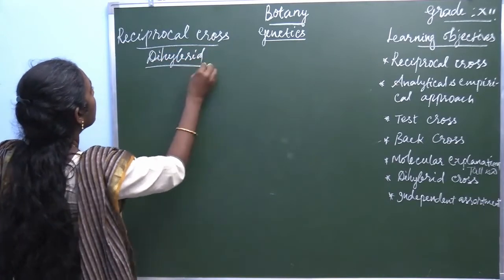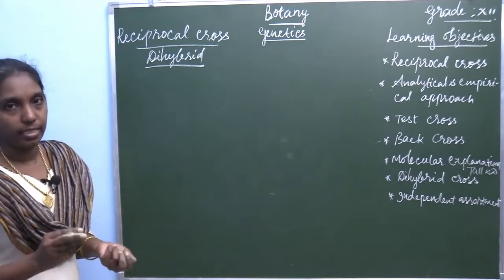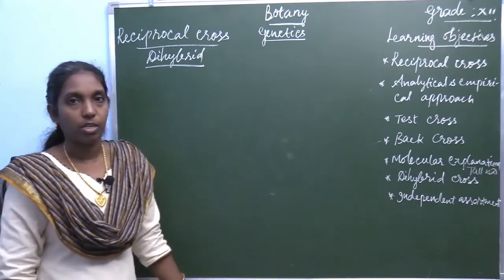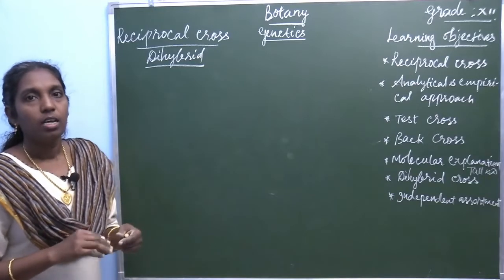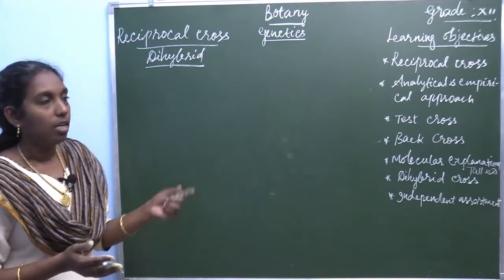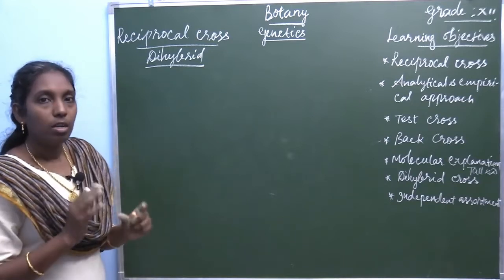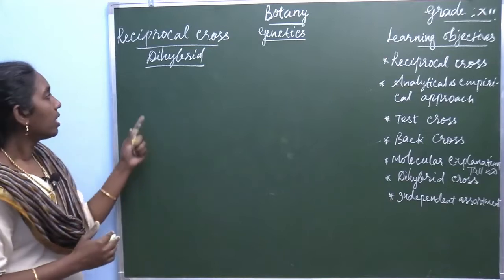As the name indicates, dihybrid, two contrasting characters are selected. So, this is based on the law of independent assortment. First, under monohybrid cross you will learn two laws, law of dominance and law of segregation. Here, based on the dihybrid cross, there is the law of independent assortment. How is it carried out?